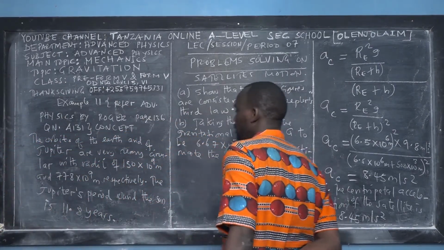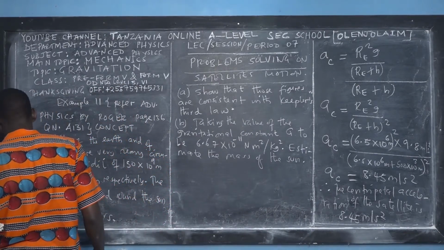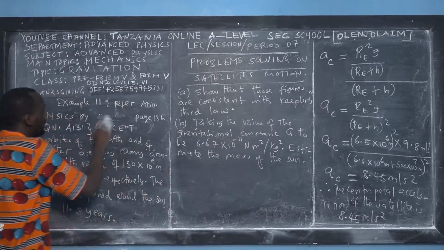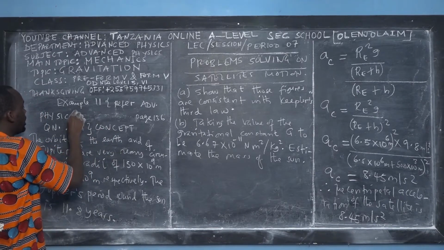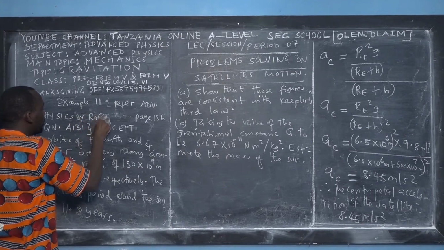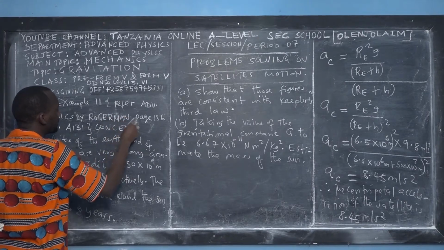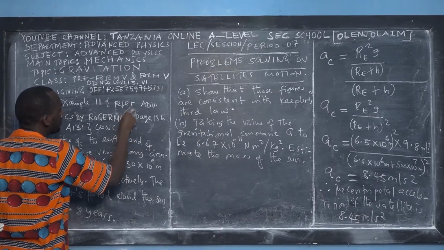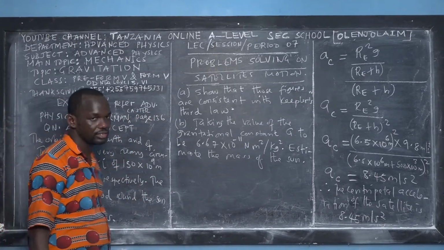So the question says that this is Roger Lancaster. So here it is: Lancaster by Roger, a very important book. Roger Lancaster. Page 136, you'll find that question.